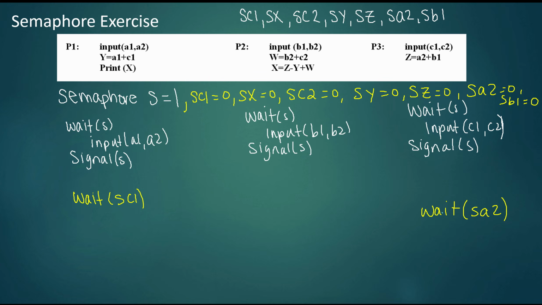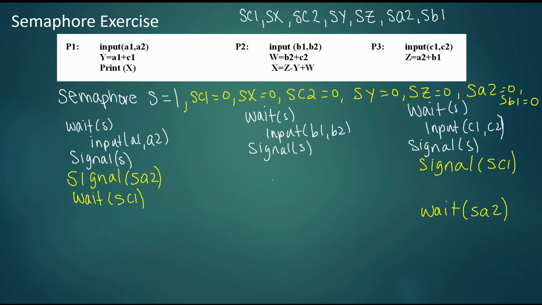So what we need to do is have P1 here signal, which will change the value to a 1, which will allow this one to get past that. So it's going to signal SA2, and we want P3 to also signal SC1 before waiting on anything else. So we want to make sure we have all of our signals first. So those two signals are there.